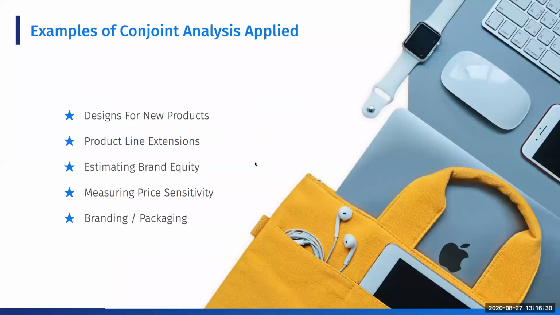And so what are the examples of how conjoint analysis can be applied? Well, you can do designs for new products or a new product line extension. So it's like, again, taking enhancements, price, size, branding, all those considerations, taking all of those factors into consideration.